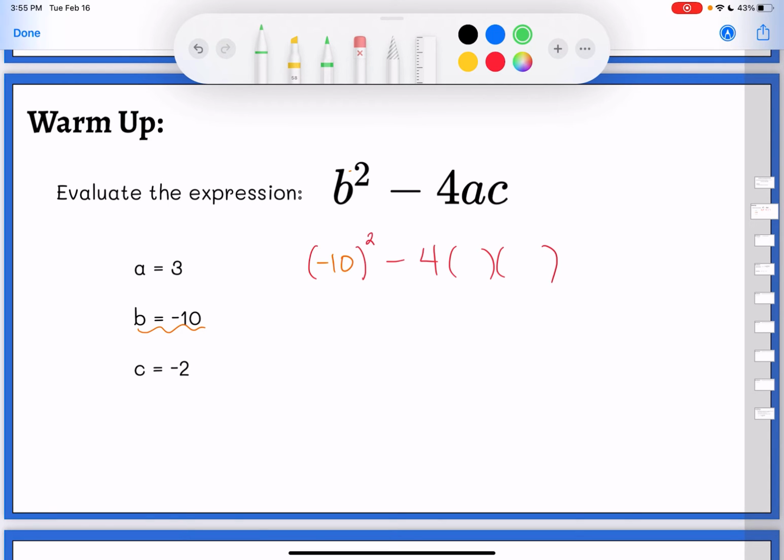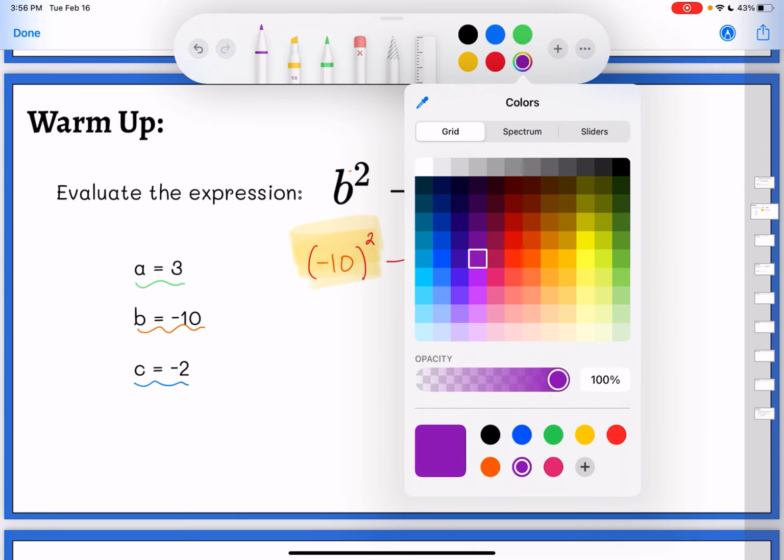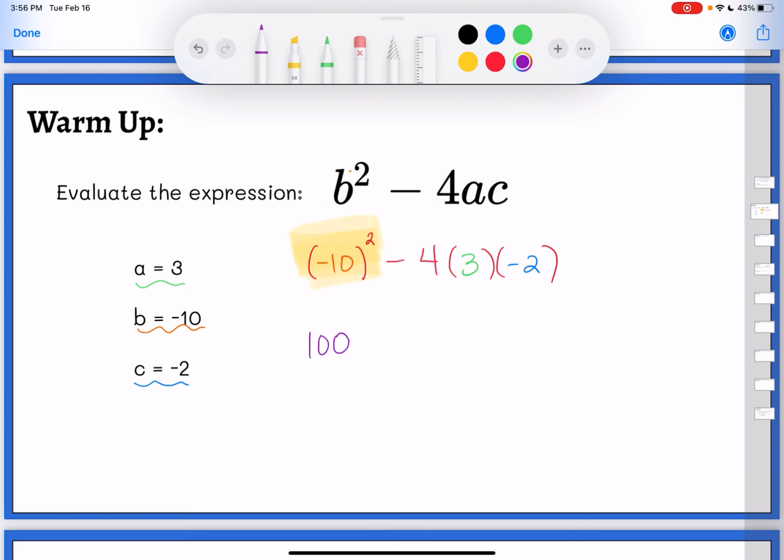After that, it says negative 4a. A was 3, so a goes in that first one. C was negative 2. So it should be negative 10 squared minus 4 times 3 times negative 2. Now, it's extremely important that you watch your parentheses and watch your negatives, right? Negative 10 squared is negative 10 times negative 10, which gives me positive 100. And that's where those parentheses are crucial, right? Okay, now I have negative 4 times 3 times negative 2.